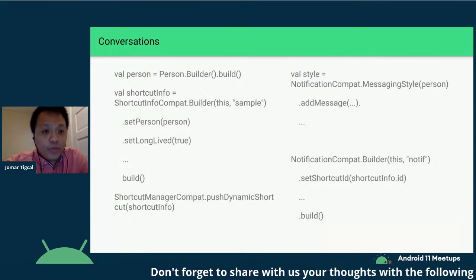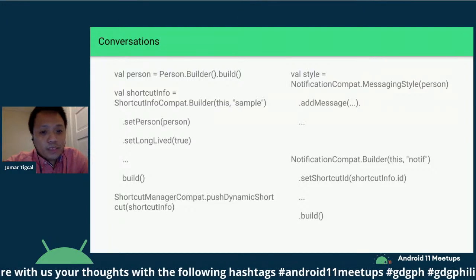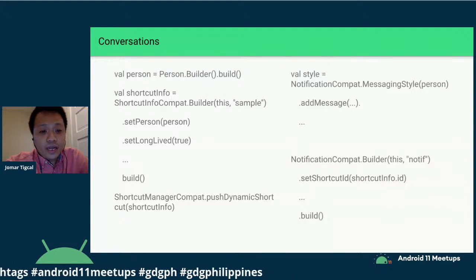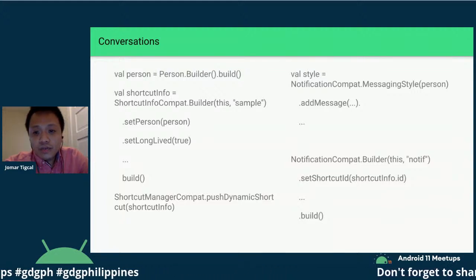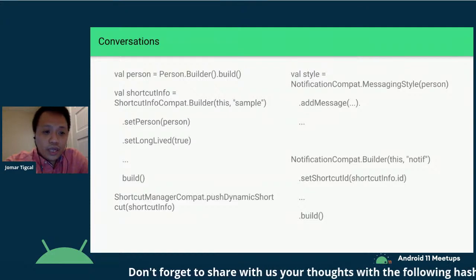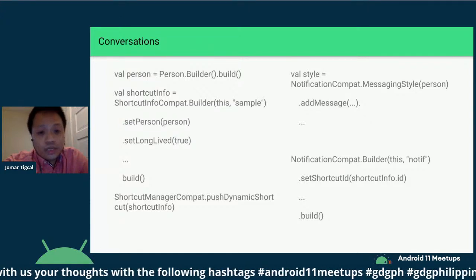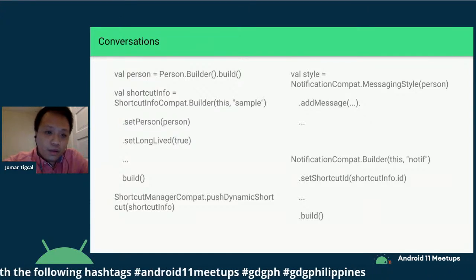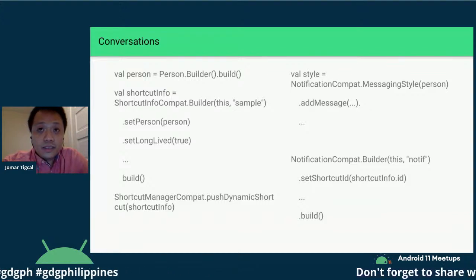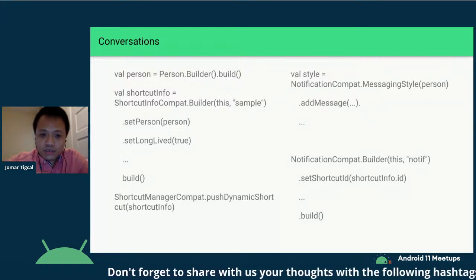And we also have to use a messaging style, NotificationCompat.MessagingStyle, to which we also add the person, then we add the message. Then when we're creating the notification with the NotificationCompat.Builder, we have to set the shortcut ID that we created earlier, the ShortcutInfo ID, then build. And then it will automatically be set as a conversation notification. So ideally that should be easy.